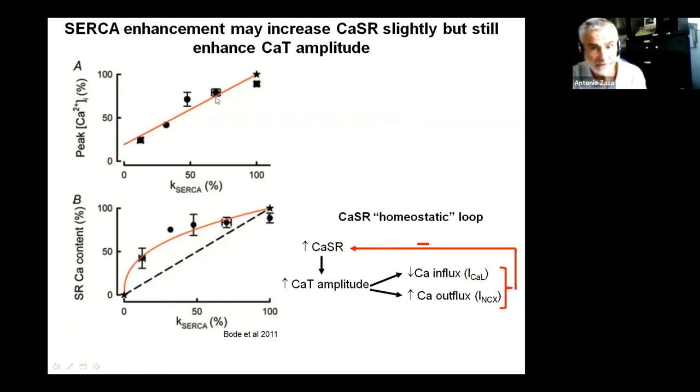On the other hand, because the opening probability of the ryanodine receptor increases as the SR content increases, the relationship between SERCA activity and calcium transient amplitude is pretty linear. And this shows that you can have a relatively small effect on the SR calcium content, but still a significant increase in contractility if you stimulate SERCA.